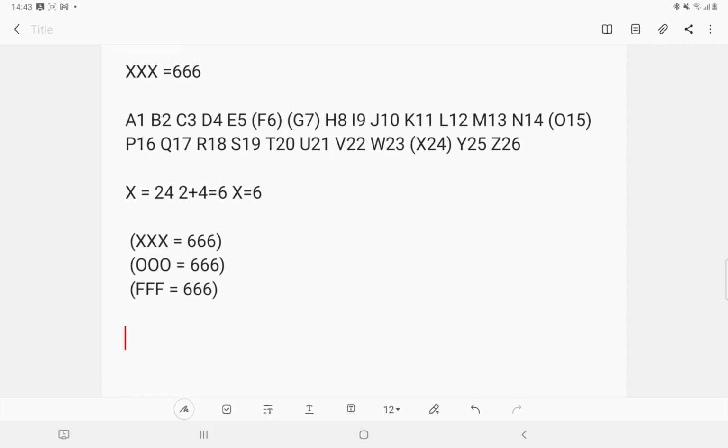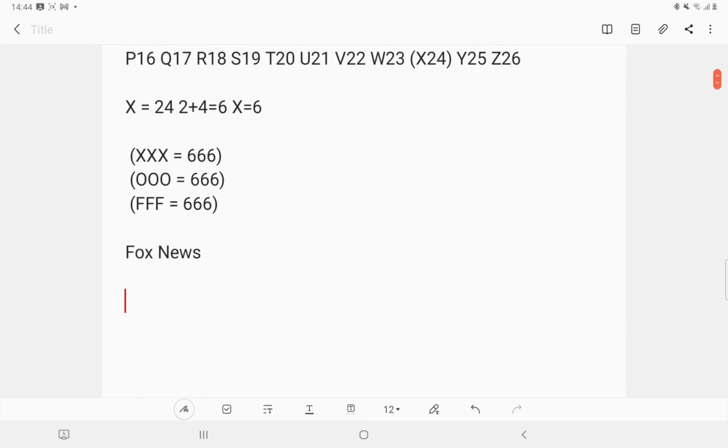So you know the news station Fox News. Lee pointed this out. It's quite interesting. So Fox News, really. So you've got F, which equals 6. Well, let's do it down. So F equals 6, and then of course O equals 6, and X equals 6. These are the 3 letters.